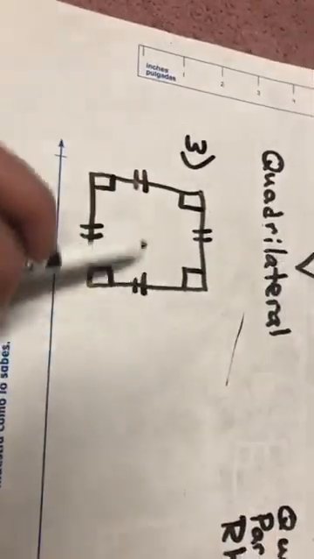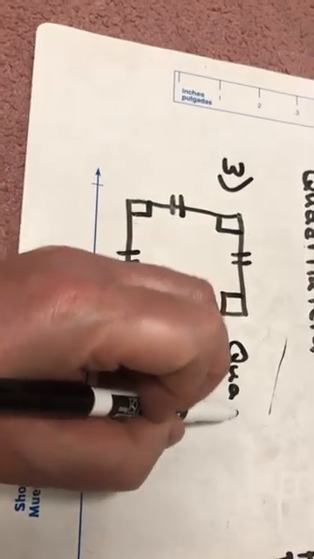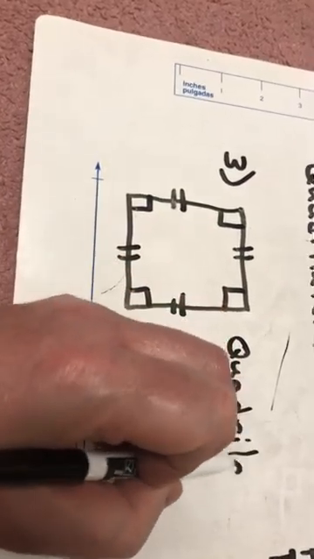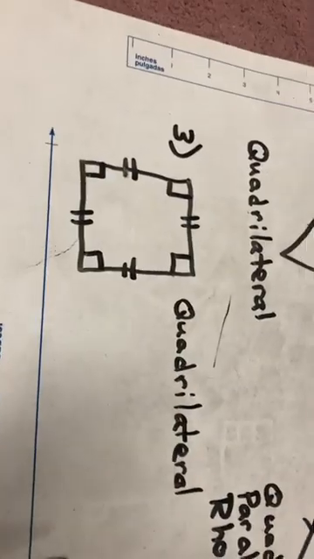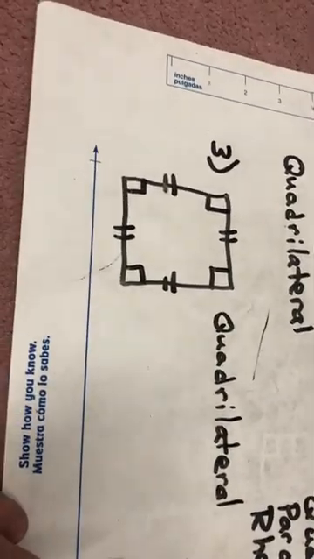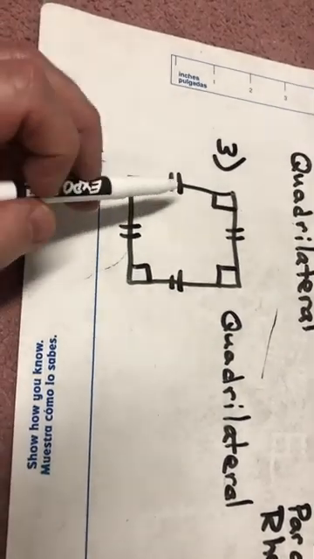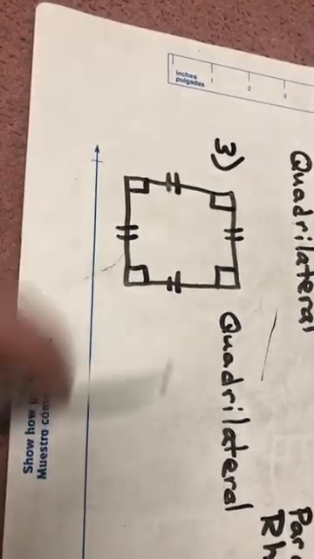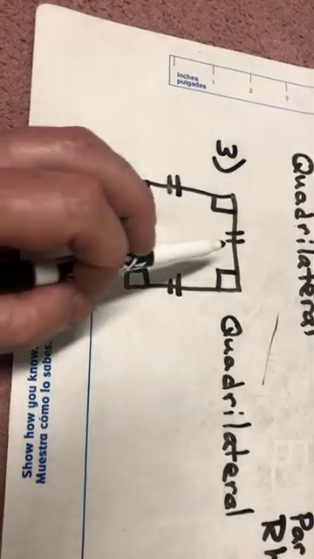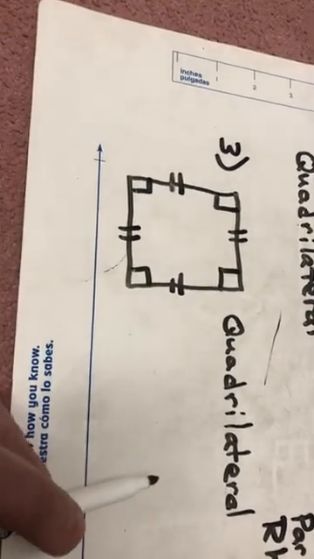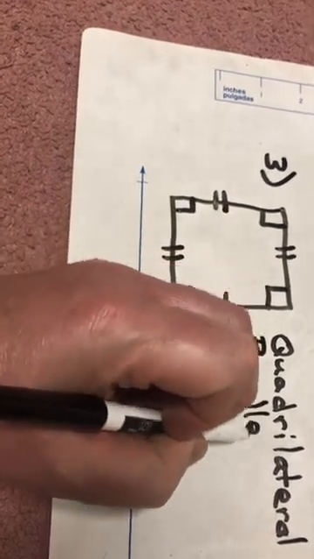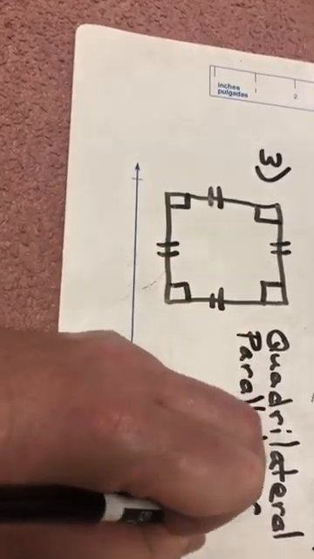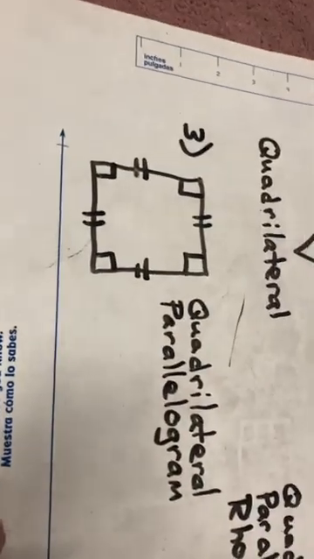Well, first of all, it's a 4-sided figure, so if we start at the top of the list, it is clearly a quadrilateral because it has 4 sides. That makes it a quadrilateral. Is it a parallelogram? Does it have two sets of parallel sides? Well, I look here. Looks like the left and the right are parallel. Looks like the bottom and the top are parallel. So it does have two sets of parallel sides, thus making it a parallelogram.